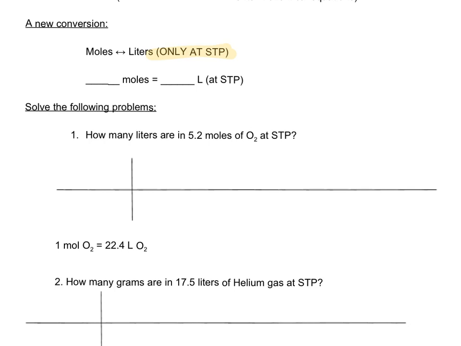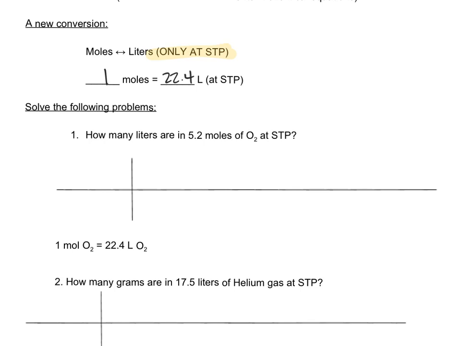So the conversion is that 1 mole equals 22.4 liters at STP. It's always the same number. You don't have to calculate it. So let's go down here and see how to use this in our conversions.